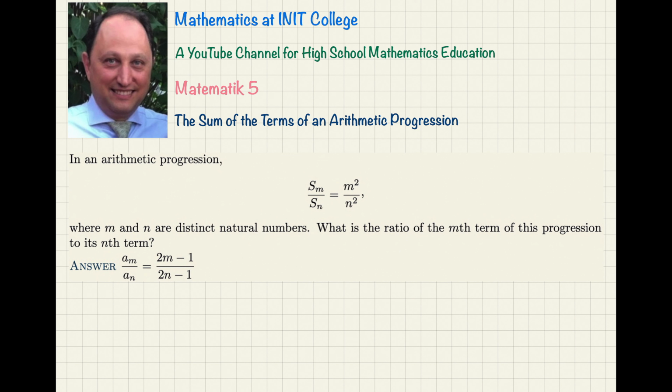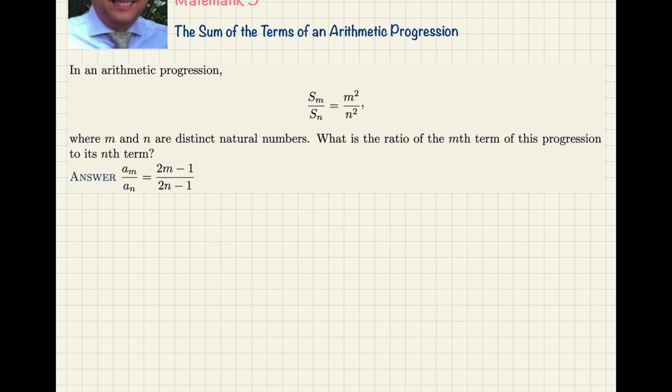It would be a good idea if you pause the video at this point and try to solve the problem yourself. If you find the answer correctly, the answer would be a sub m over a sub n equals 2m minus 1 divided by 2n minus 1. Okay, now let us start solving the problem.